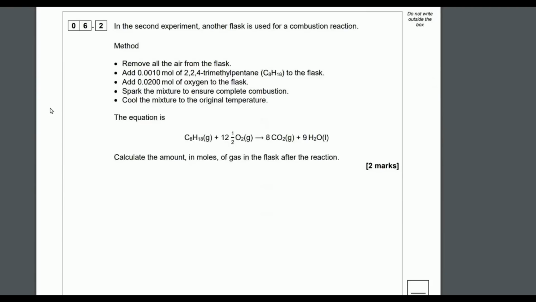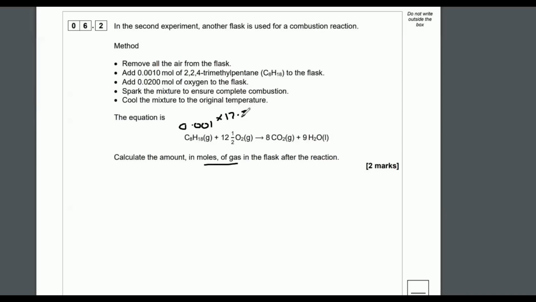6.2, in the second experiment, another flask is used for a combustion reaction. Remove all the air from the flask. Add 0.001 mole of 2,2,4-trimethylpentane to the flask. Add 0.02 mole of oxygen to the flask. Spark the mixture to ensure complete combustion. Cool the mixture to the original temperature. We have an equation. Calculate the amount in moles of gas in the flask after the reaction.